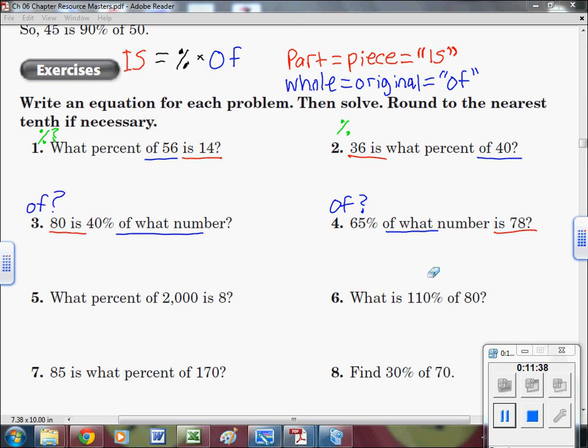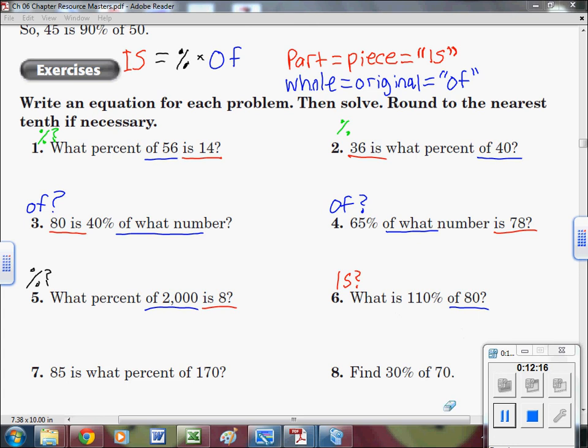So now it looks like there's a slight pattern that would appear. Number 5, it says what percent of 2,000 is 8? So is 8, that's our is number. Of 2,000, that's our of. So we're looking for the percent in number 5. In number 6, it says what is 110% of 40? It gave us the of number. It gave us the percentage, 110%. What is? Oh, they're looking for the is number. So they're looking for the is number in number 6.